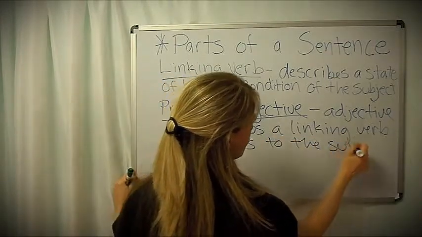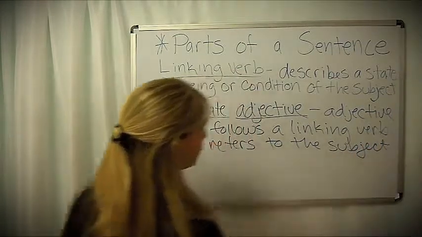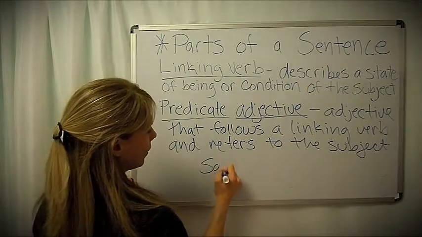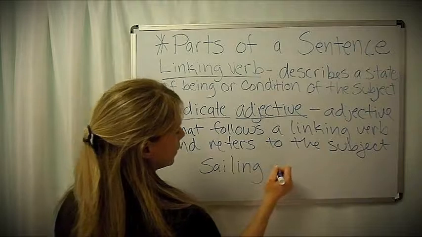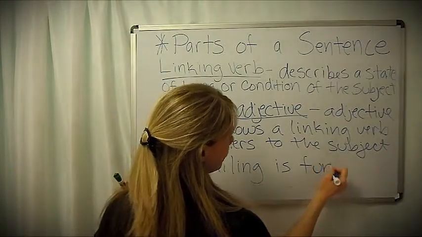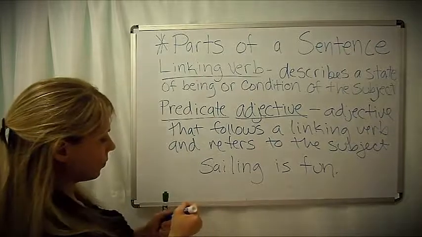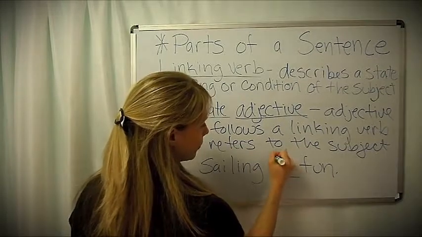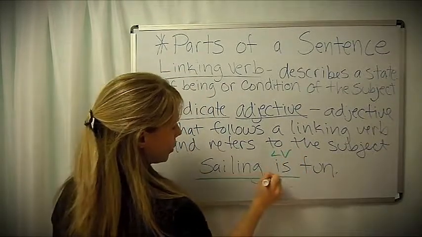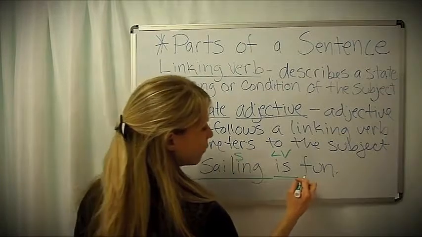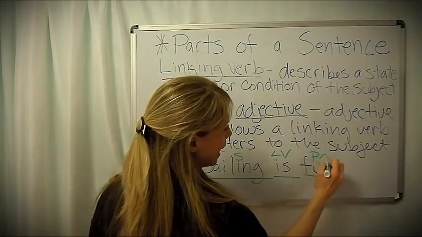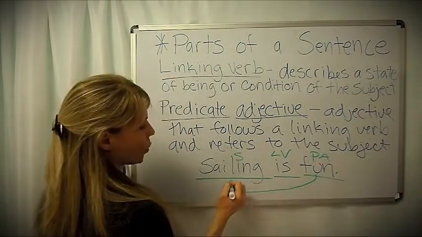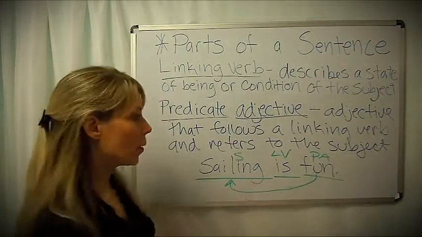Okay, so let's come up with an example. Let's see. Sailing is fun. First thing we're going to do, identify our linking verb right here. Our subject here is going to be sailing. And fun is going to be our predicate adjective because it's an adjective, follows a linking verb, and is referring to our subject sailing. Sailing is fun.